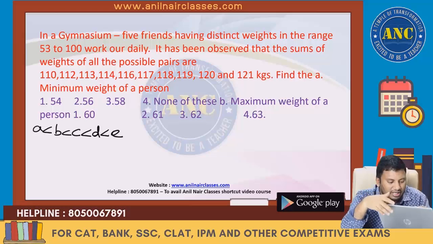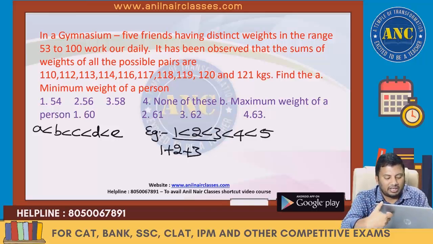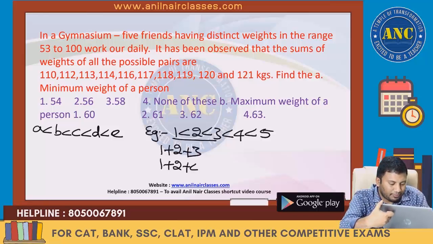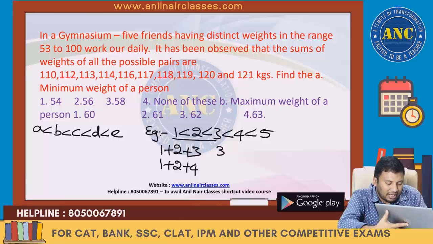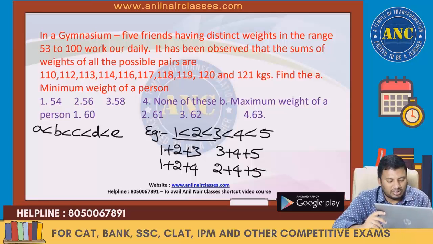Now if you observe this example carefully, 1 less than 2 less than 3 less than 4 less than 5. Lowest is nothing but 1 plus 2 plus 3. Am I right? Next lowest is 1 plus 2 plus 4. Highest is nothing but 3 plus 4 plus 5. Next highest is nothing but 2 plus 4 plus 5. Am I right? Suppose I see 1, 2, 3, 4 and 5.